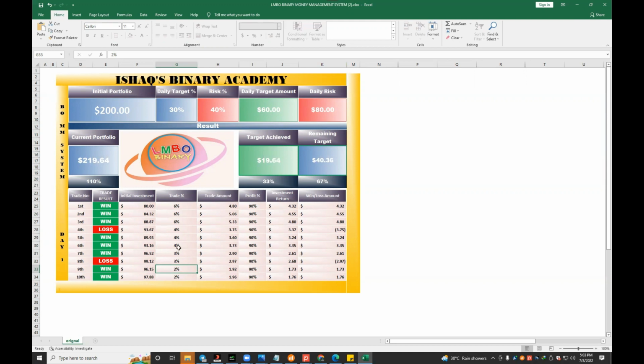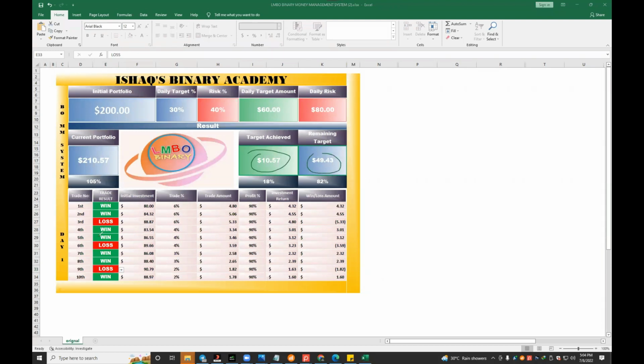So how can I achieve my goals? For example, the first trade I'm winning, then I'm winning and then losing. Then again I'm winning, and after 2 trades again I'm losing. Here again I won, and now I started to lose. So here you can see your target of $10 is achieved, and still $49 is remaining.